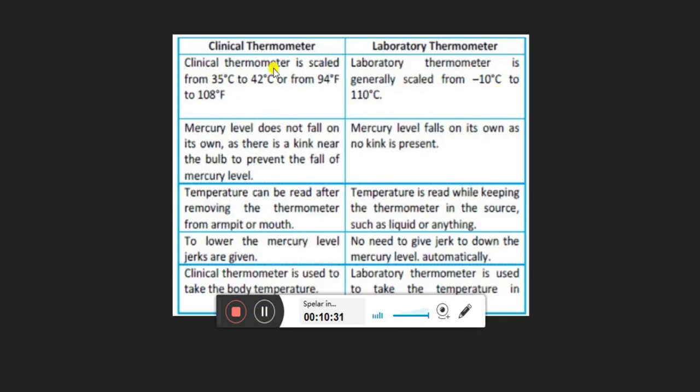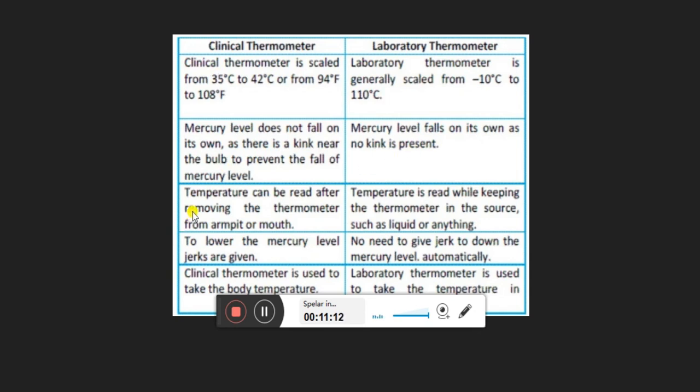Here you can see the difference between the clinical thermometer and the laboratory thermometer. In short, for the clinical thermometer the range is 35 degrees Celsius to 42 degrees Celsius, or it may exceed 43 also, or 94 degrees Fahrenheit to 108 degrees Fahrenheit, that is in terms of Fahrenheit. Whereas in the laboratory thermometer, as I told you, it is -10 degrees Celsius to 110 degrees Celsius. Then the clinical thermometer has the kink. The mercury level does not fall on its own, as there is a kink near the bulb to prevent the fall of the mercury level. And in the laboratory thermometer the mercury level falls on its own, as there is no kink present.